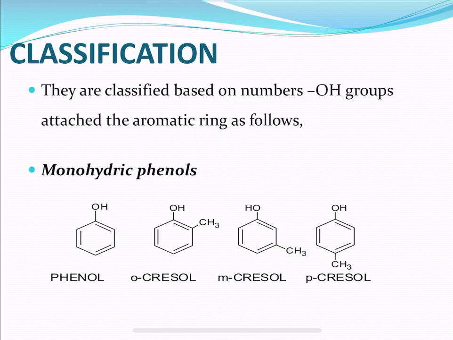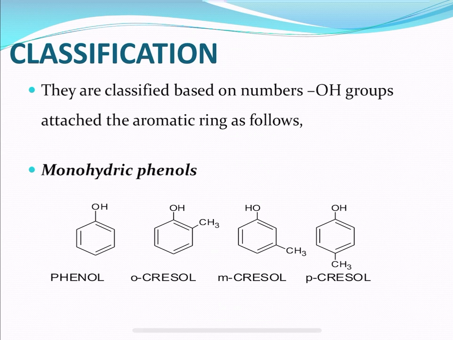The first classification is monohydric phenols. As the name itself says, mono means one. Here one hydroxyl group will be present. Hydric represents hydroxyl groups, mono represents single, one. So if one hydroxyl group is present, such phenols are classified as monohydric phenols.